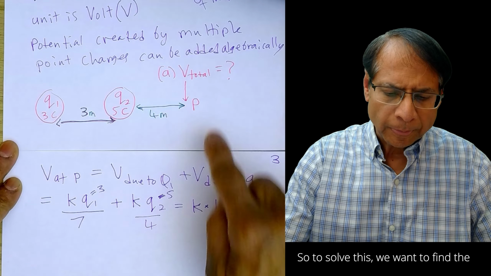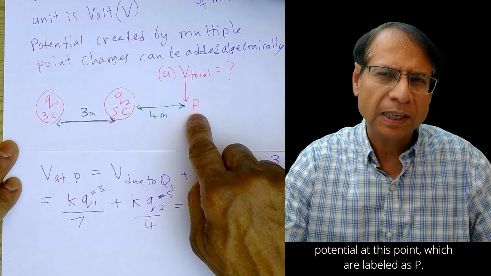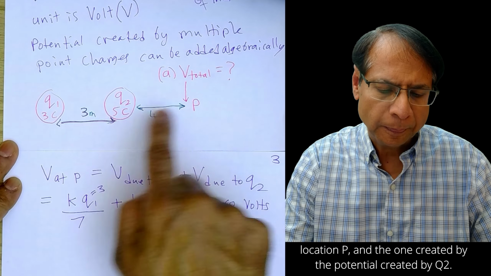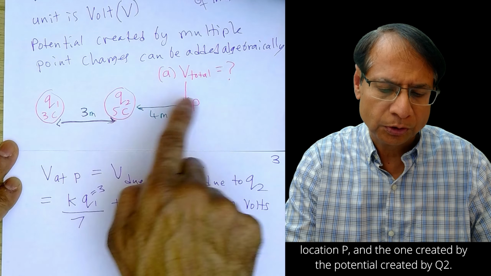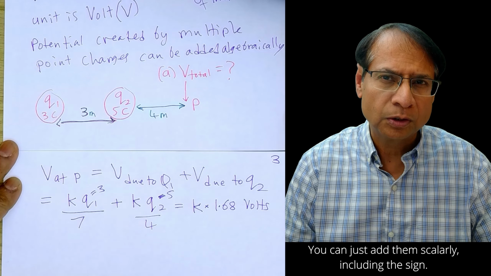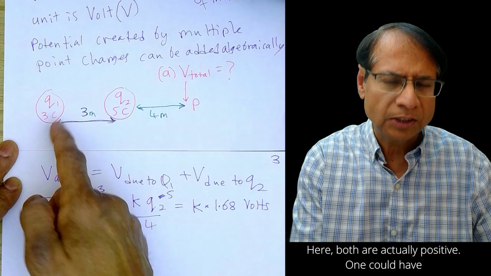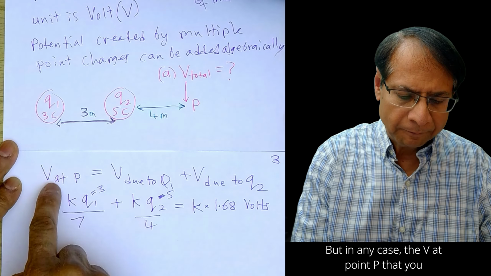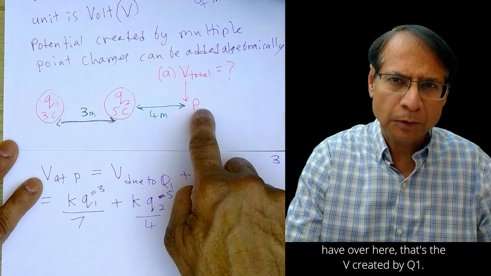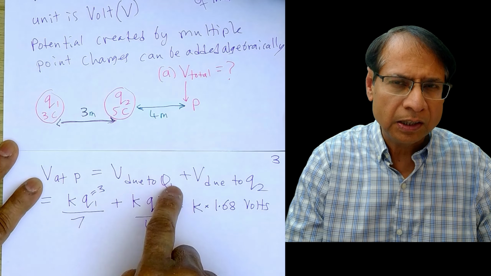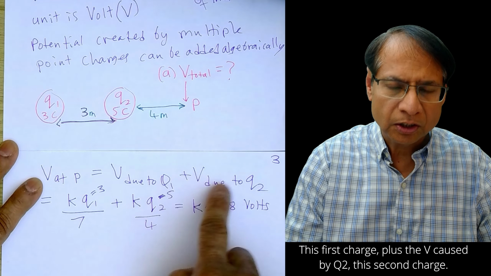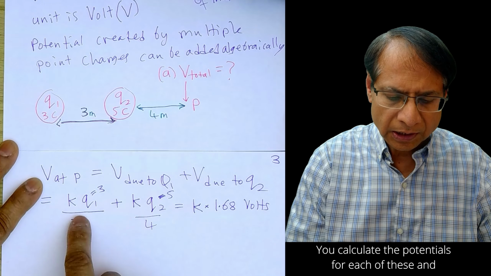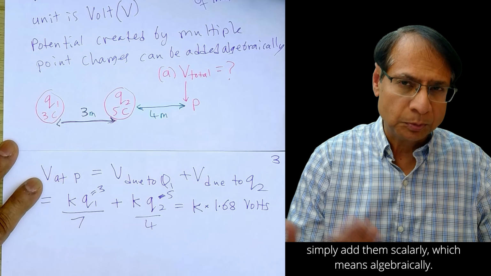So to solve this, we want to find the potential at this point, which I've labeled as P. So you have the potential created by Q1 at this location P, and the potential created by Q2. You can just add them scalarly, including the sign. Here both are actually positive. One could have been negative, or both could have been negative. But in any case, the V at point P is the V created by Q1, this first charge, plus the V caused by Q2, this second charge. You calculate the potentials for each of these and simply add them scalarly, which means algebraically.